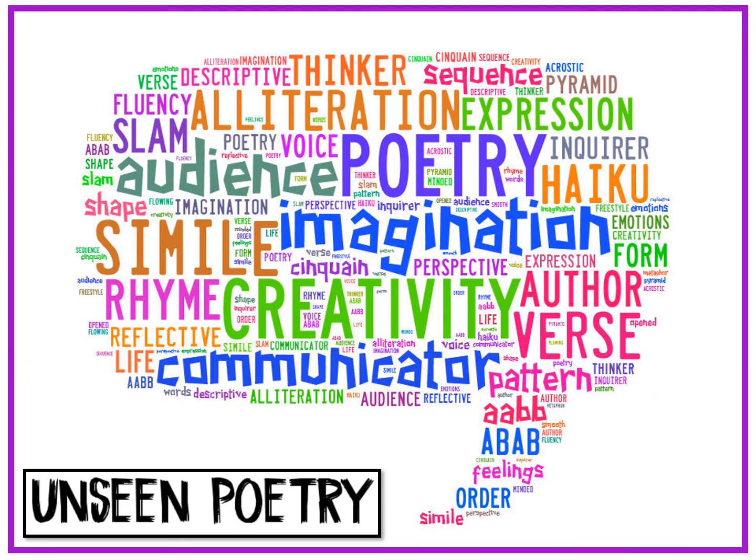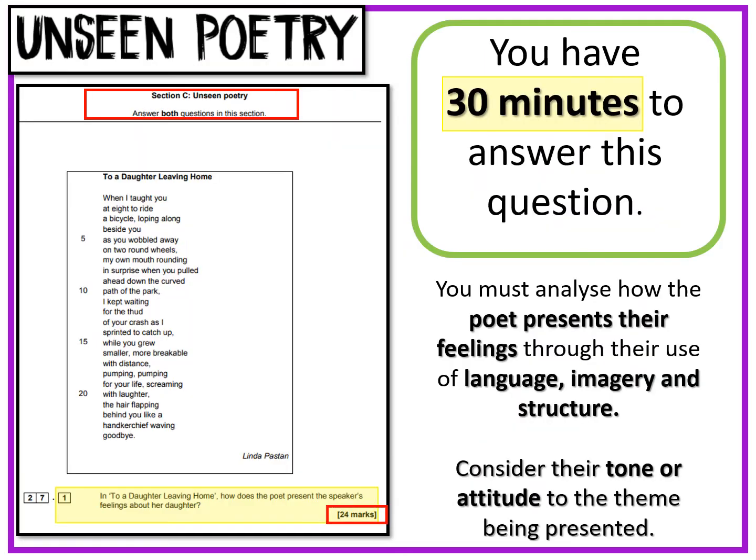Finally, let's look at the last part of the English Literature exam, which is the unseen poetry element. In this part of the exam, students will be given 2 poems to read and analyse. These will be poems that they will not have studied in class. There are 2 questions in this section.